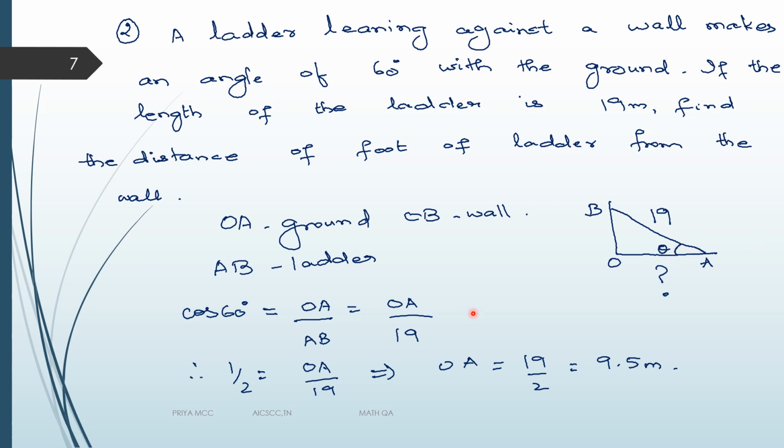So if it was 30, what will happen here? Cos 30, I'm not working it out, let us just discuss it. Cos 30 will be equal to, yes, root 3 by 2. So I will get 19 into root 3 by 2, so 9.5 into root 3. Root 3 we know is 1.7, or roughly 2, a rough estimate. So you should get double the length.